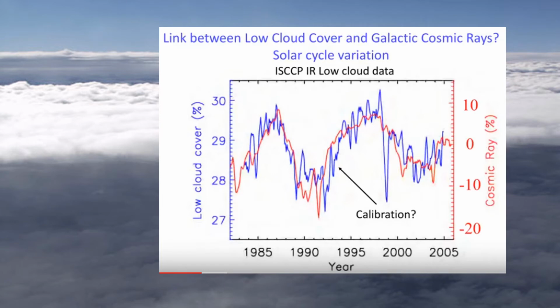This is a study from Peru showing a very good link between low cloud cover, in blue, and cosmic rays. This is not without controversy, and there are other studies where the correlation was less robust, and there have been other studies that did not show a good correlation. This is not settled science, but there are studies showing a correlation between low cloud cover and galactic cosmic rays.